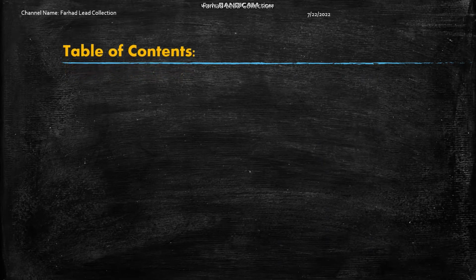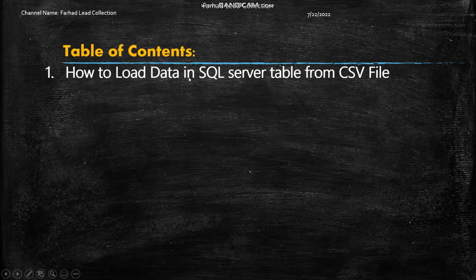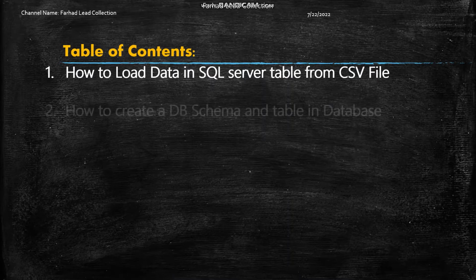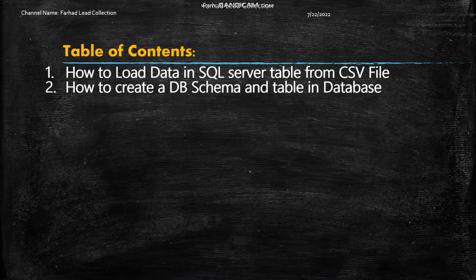So let's have a look at the table of contents. There are 9 items. First one is how to load data in a SQL Server table from a CSV file. I will explain how to create a database, how to create tables, and how to insert the data in the SQL Server table from the CSV file. How to create a DB schema and table, I will show you this as well.